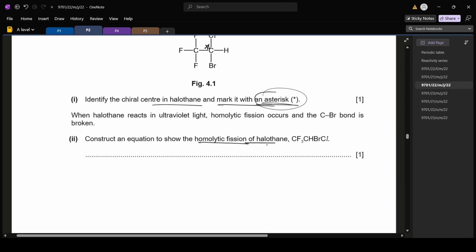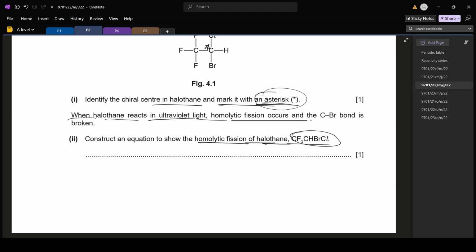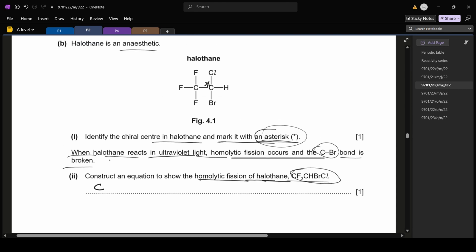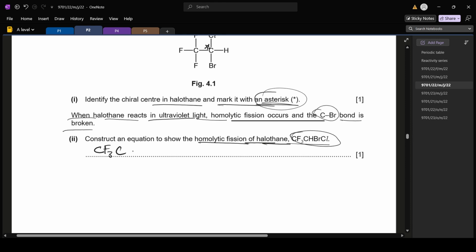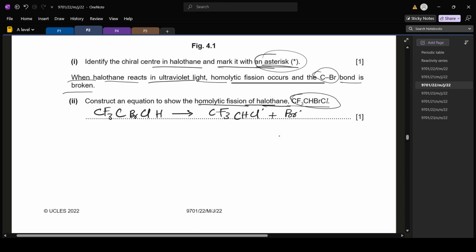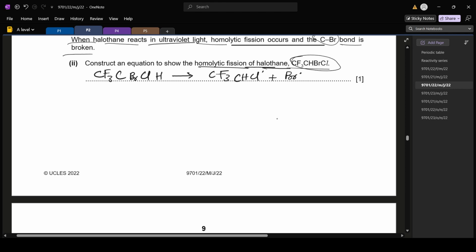Construct an equation to show the homolytic fission of halothane. Here it says when halothane reacts in UV light, homolytic fission occurs and the C-Br bond is broken. So here we will write in the equation CF3CHBrCl. This undergoes homolytic fission and the C-Br bond is broken. So CF3CHCl dot plus Br dot. This is the homolytic fission, and no charge on any species.